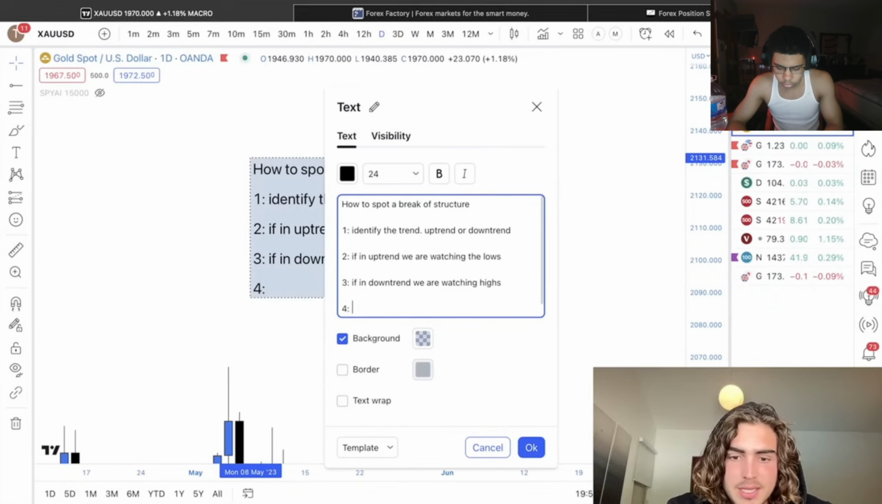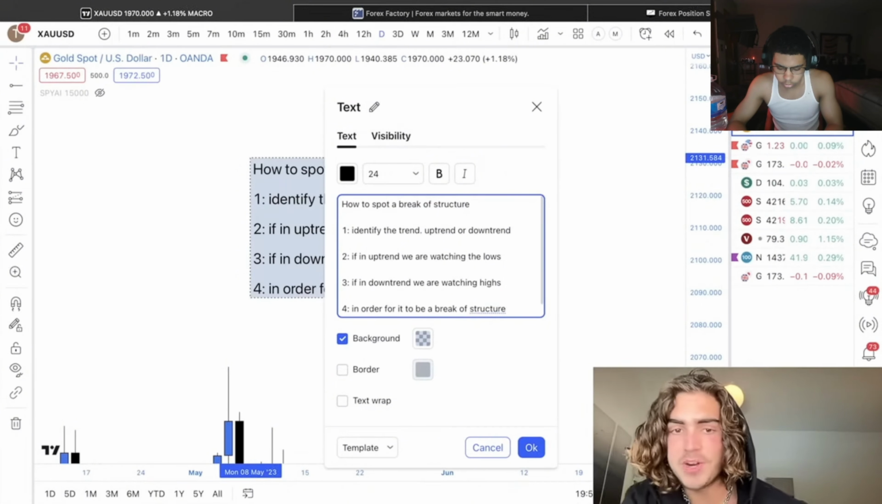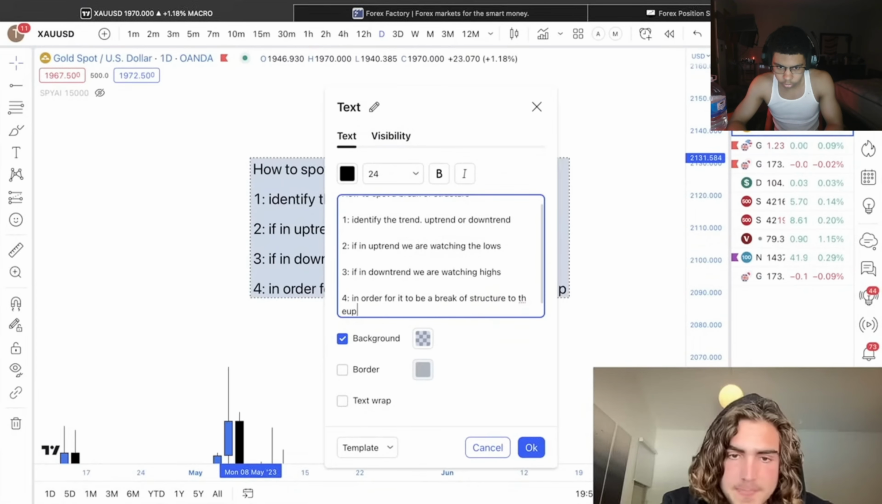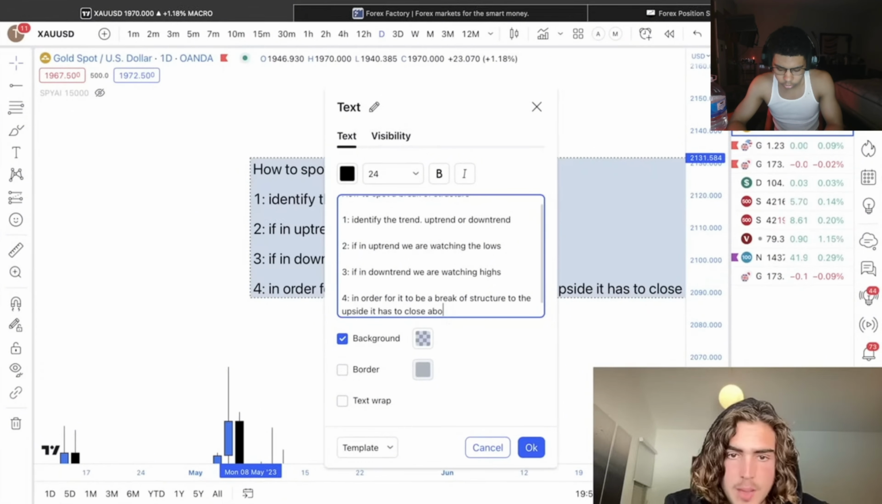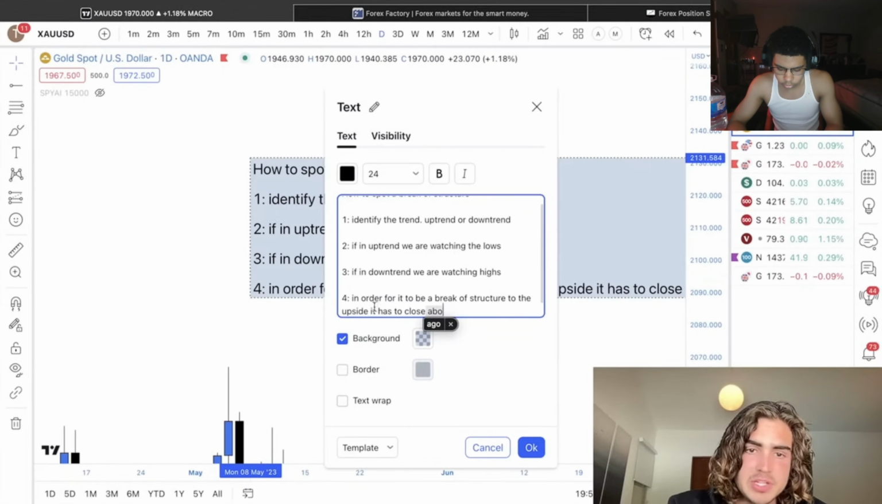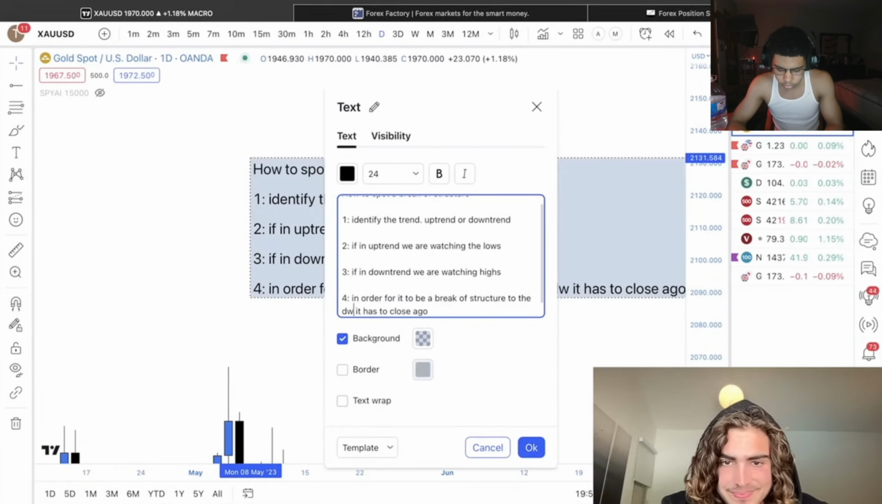Okay. In order for it to be a break of structure to the upside, it has to close above, or actually, we'll make this a break of structure to the downside, because we talked about we're watching lows for the first one. I don't want to confuse you guys.